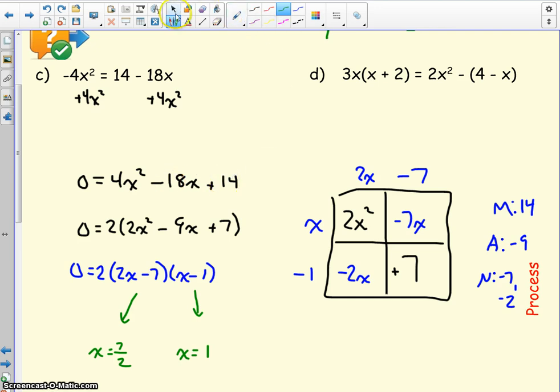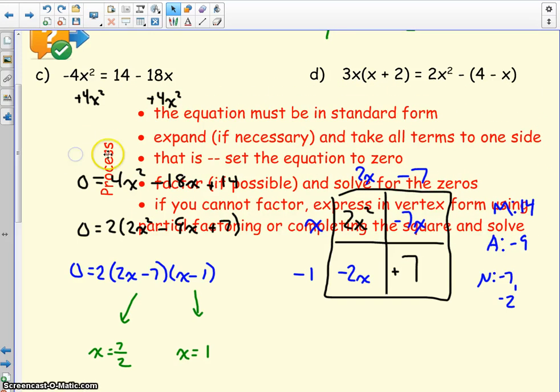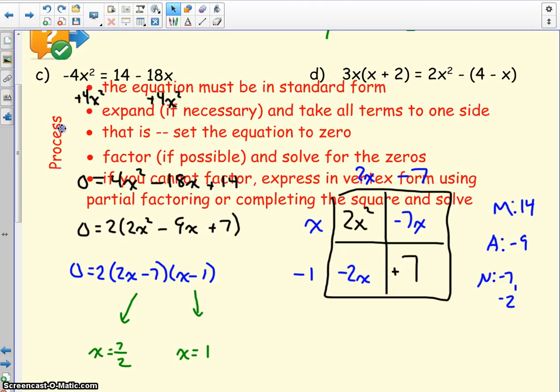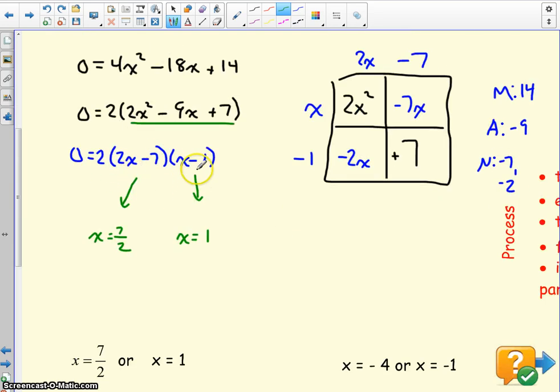So looking at our process here, once everything's over on one side and zero is on the other side, we factor if we can and find the zeros. So 4x squared minus 18x plus 14 factors. So I take out a common factor of 2 first. So I'm left with 2 and then bracket 2x squared minus 9x plus 7. Then I went to factor what was inside here. So I threw it into the array, my 2x squared, my positive 7. Need two numbers that multiply to 14, add to negative 9. Those numbers will be negative 7 and negative 2. So I work out what goes on the outside, and I wind up with 2x minus 7, x minus 1.